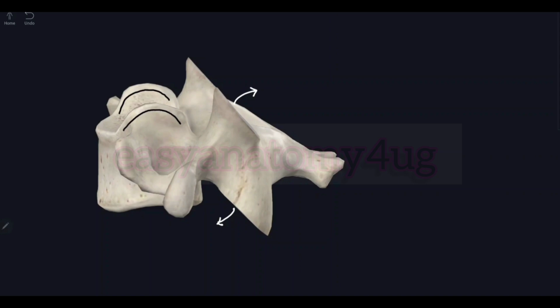The superior surface can be identified by looking at the upward projecting lips from the body, and the superior articular facet which is directed backwards. Anterior and posterior of the vertebra can be identified as the body is always directed anteriorly, whereas the spinous process is directed posteriorly.